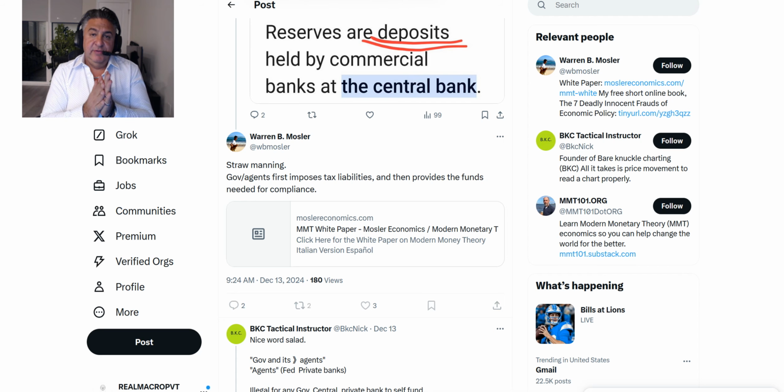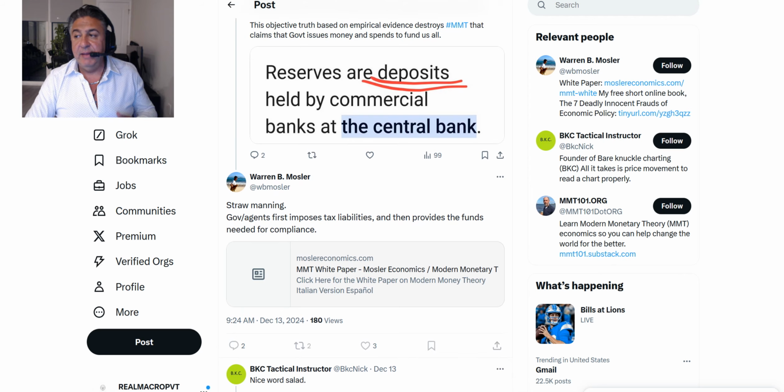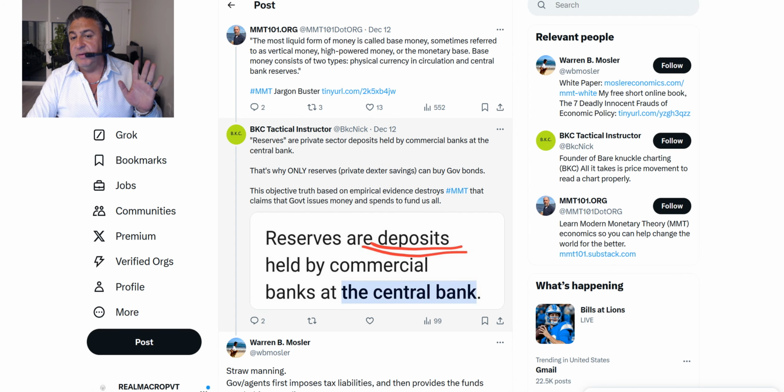There you have it, my friends. They can use all the fancy little words, the high-powered money, the vertical money. They can come up with whatever they want to say. It has no basis in reality. It has nothing to do with macroeconomics, nothing to do with the monetary system. It's just voodoo, right? Voodoo economics. You shouldn't pay attention to it, and now you know why.